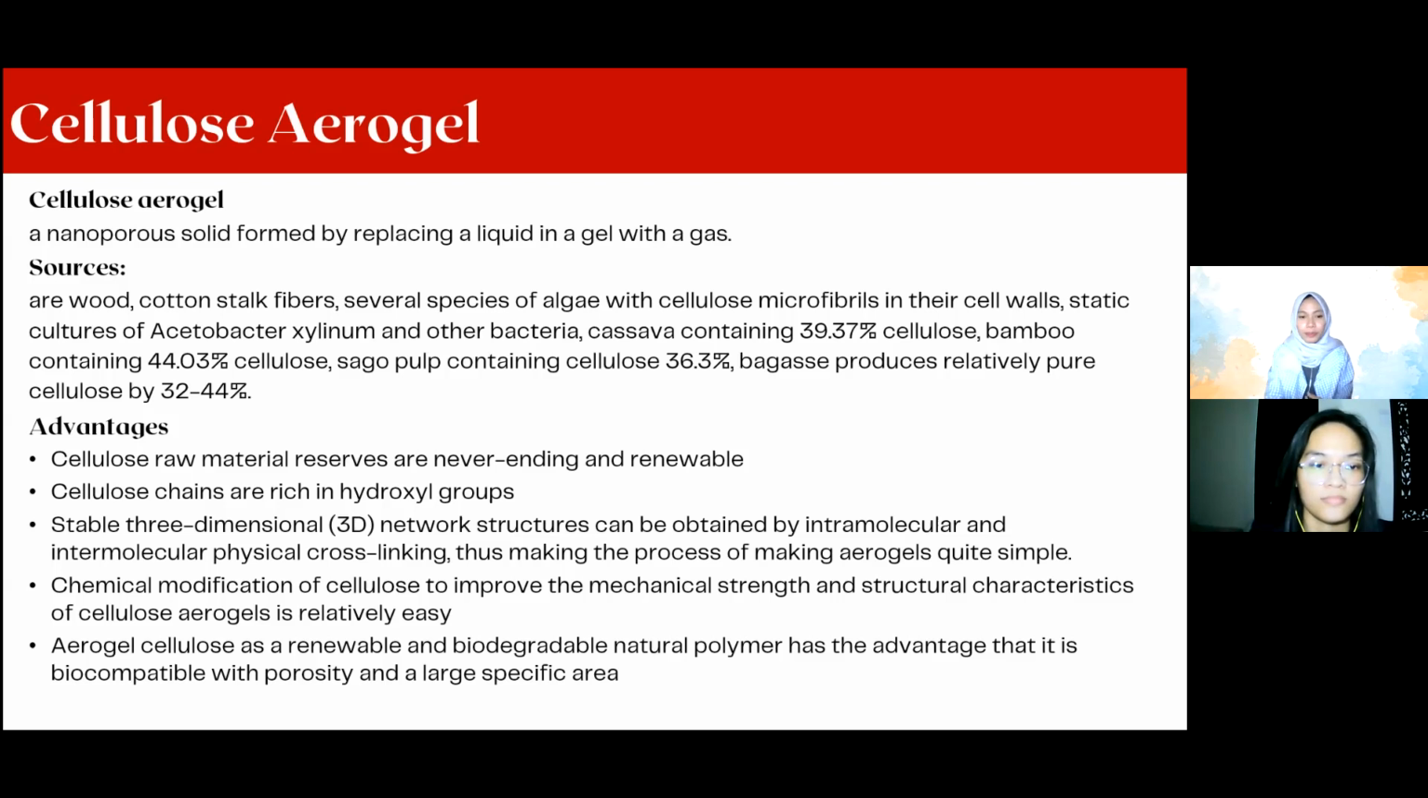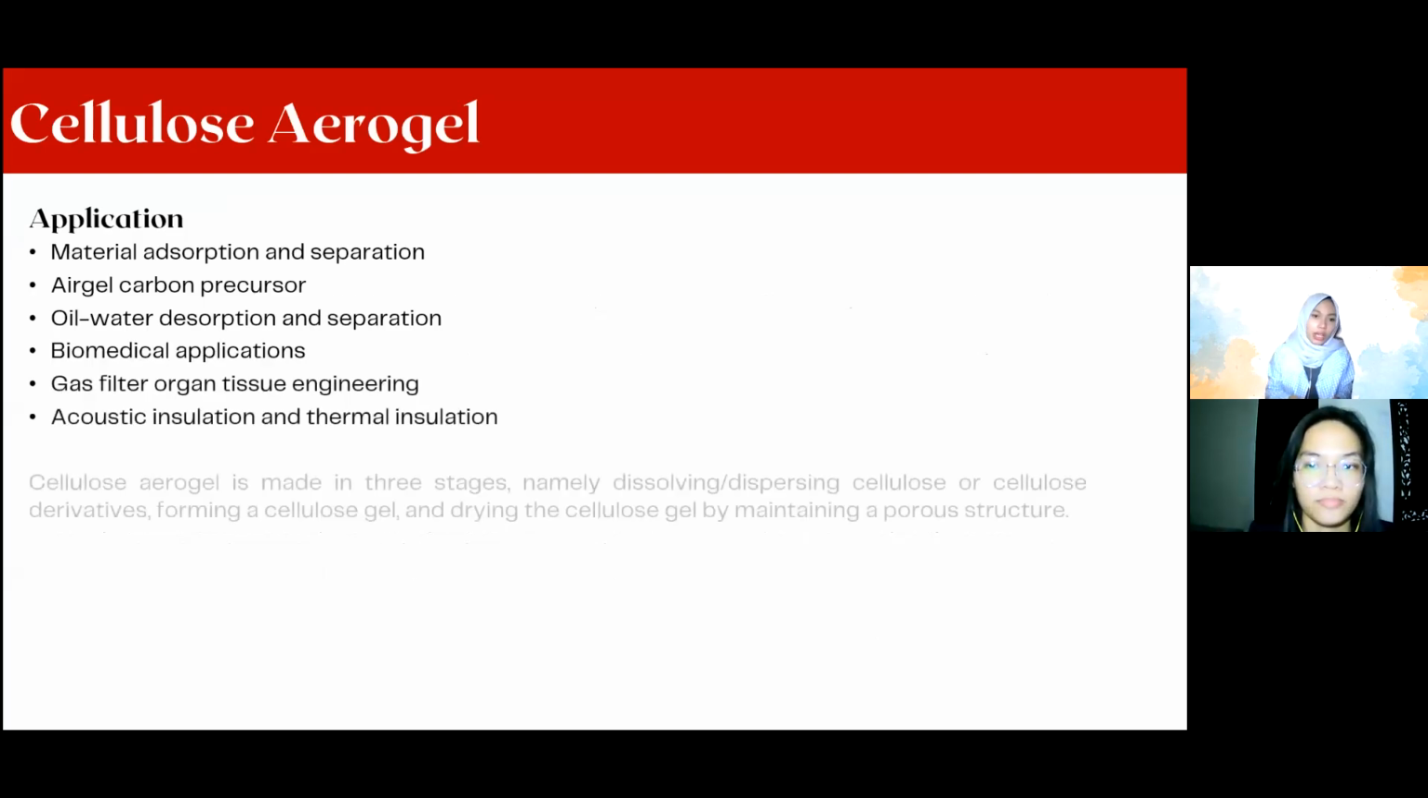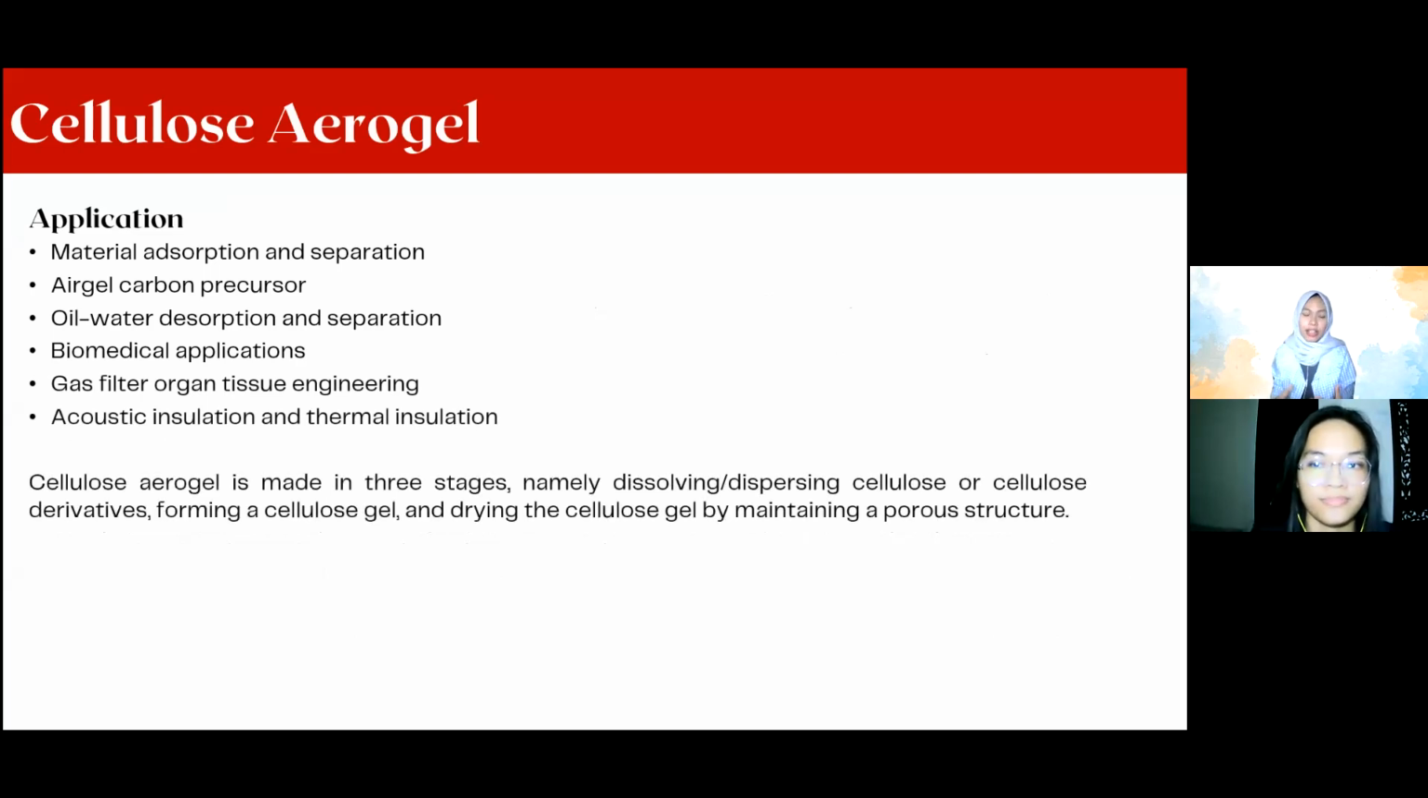to perform. Cellulose aerogel is being applied in many applications, such as absorption and separation material, carbon aerogel precursor, oil-water absorption and separation material, biomedical application, gas filter, acoustic insulation, and also thermal insulation. Cellulose aerogel is made in 3 stages. First, dissolving cellulose. Second, forming a cellulose gel. And third, drying the cellulose gel while maintaining the porous structure.